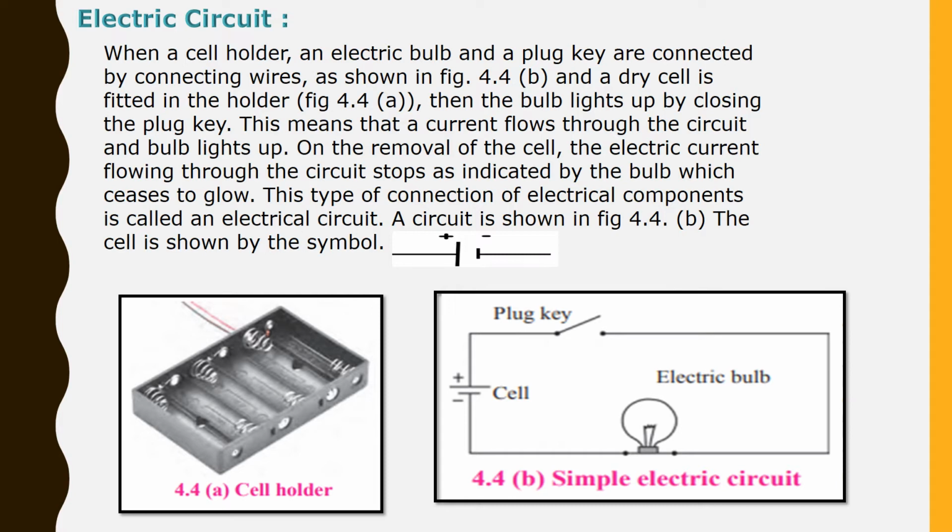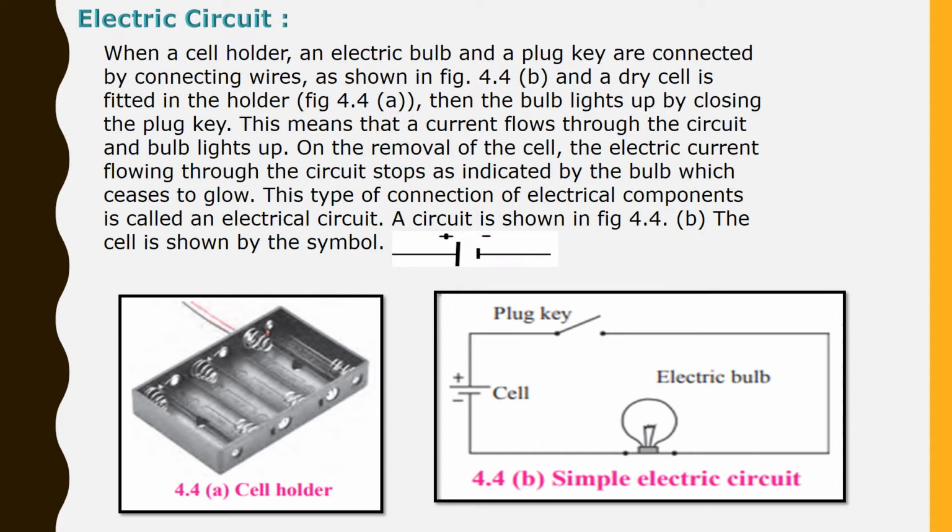Now this arrangement you can see in the picture. Now this dry cell is fitted in the holder. That is, this dry cell can be fit in the cell holder. That cell holder picture you can see in figure 4.4a. Then the bulb lights up by closing the plug key. So in this 4.4b simple electric circuit, this bulb will light up. Means it will give light when we are closing the key.